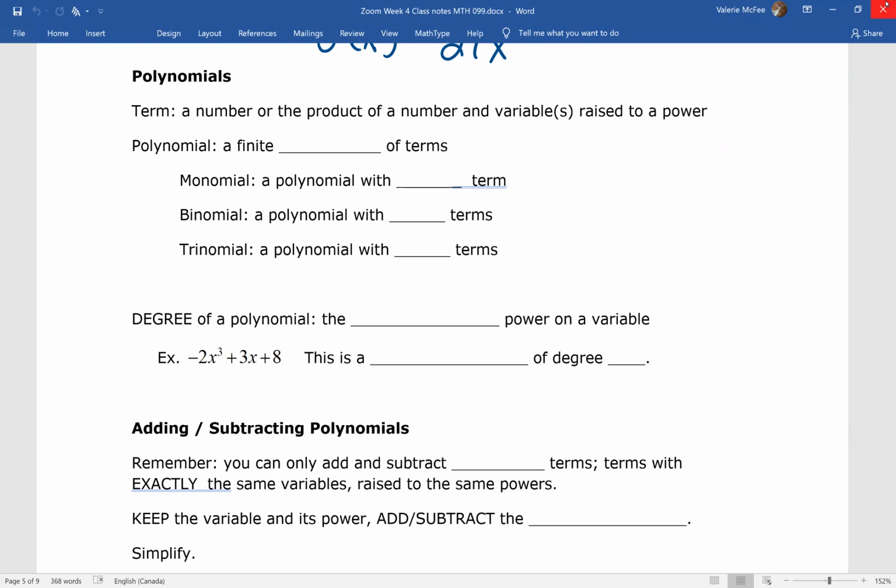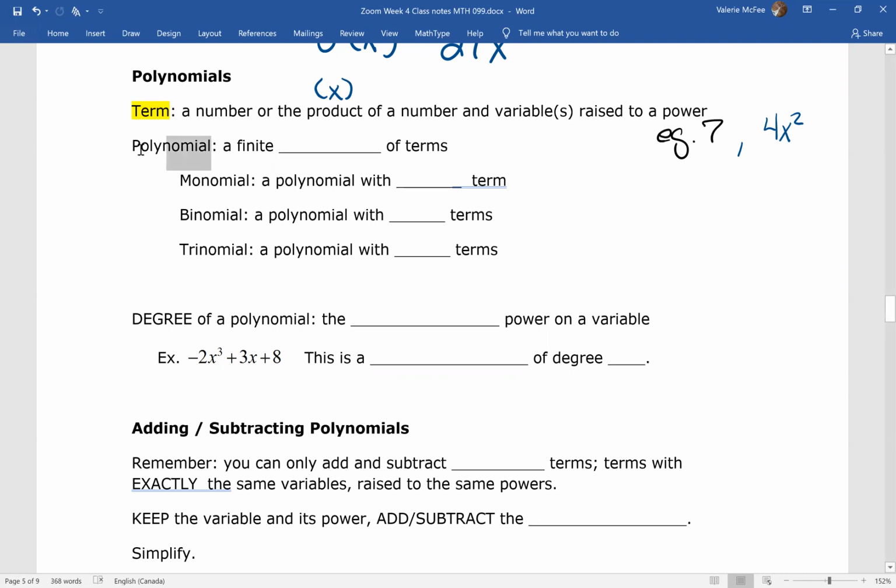So we were talking about exponents and powers, and we want to finish up this week talking about polynomials. There's a couple of definitions you should know. So let's start with a term. A term is just a number or the product of a number and variables. So we can have simply a number, or we could have the product of a number and variables. Remember that product means multiplication.